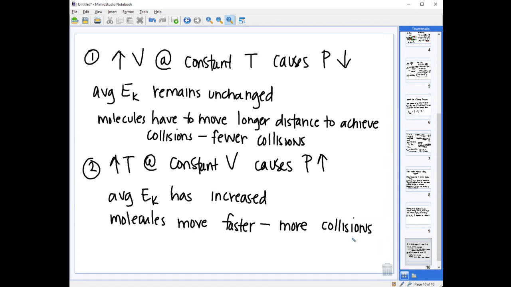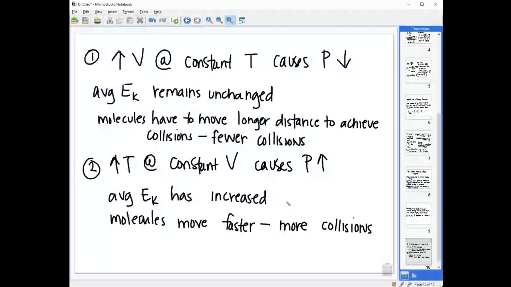Okay, that's what explains the gas laws. So we take the gas laws at face value. Yes, P1 V1 equals P2 V2. I know that as we increase volume, we decrease pressure. As we decrease volume, we increase pressure. But why? Well, this is why. We increase temperature, we increase pressure.